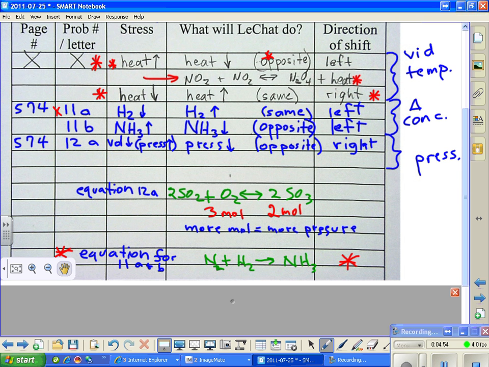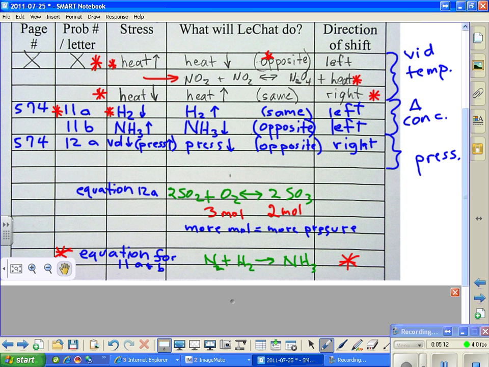So let's deal with this one first. And in this particular situation, the problem states that we're going to take out hydrogen. We're going to remove it from the system. That is the stress. That's why you see the H here with the arrow going down.